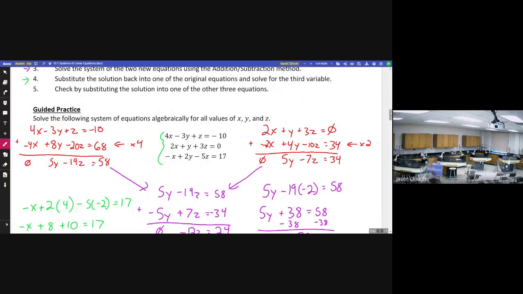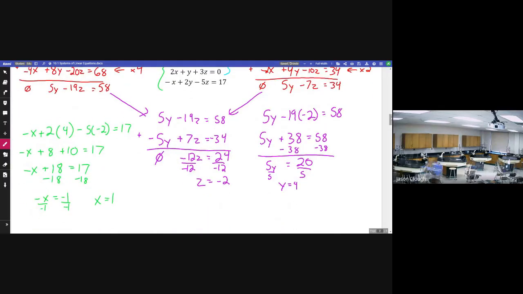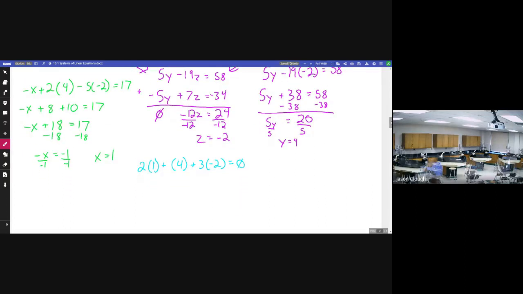The very last step, change the color once again, we'll do blue, is check the solution by taking these numbers and putting them into one of the other two equations. So I need to pick one of those two. Again, doesn't matter which one. I'm going to pick the 2x one. 2x plus y plus 3 times z equals 0. So let's check to see if we get this answer.